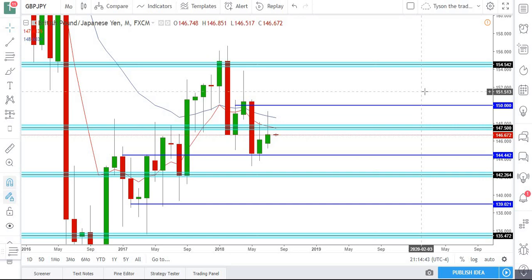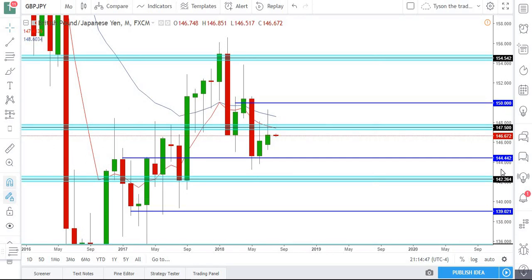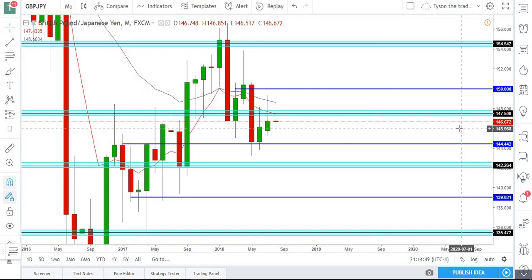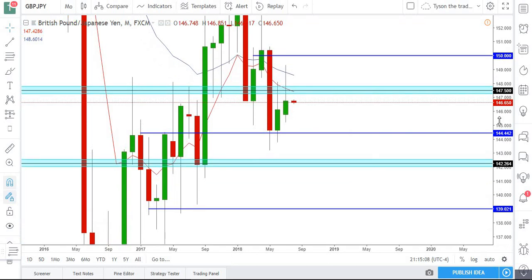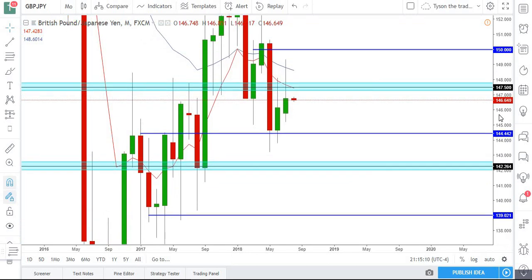We're currently looking at GBPJPY on the monthly, and looking at this monthly chart, we can tell that price has produced a huge bearish candle over here. So this shows that for the month of July, prices have failed to the downside, meaning that the bears have taken control. So it's great for us because you're going to be now looking for trades going to the downside.